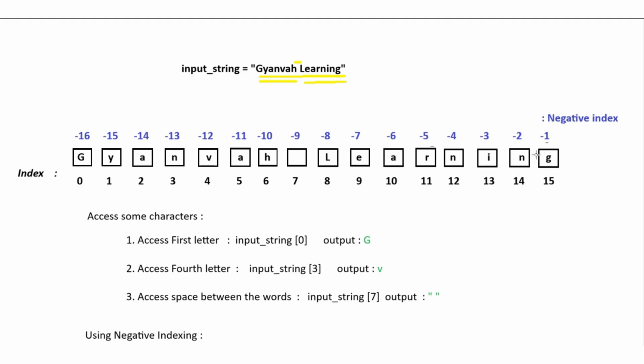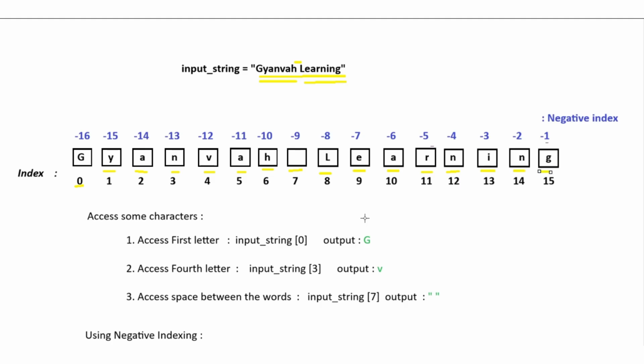Each character gets its own position. Let us slowly walk through the indexing. G is at position 0, Y is at position 1, A is at position 2, N is at position 3, V is at position 4, A is at position 5, H is at position 6. Now comes the space. The space is at position 7. Then the word learning starts: L at position 8, E at position 9, A at position 10, R at position 11, N at position 12, I at position 13, N at position 14, G at position 15.